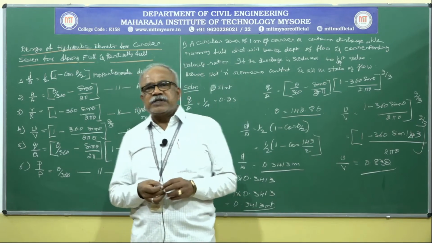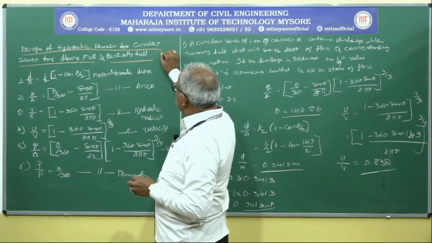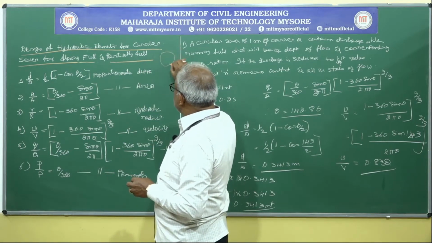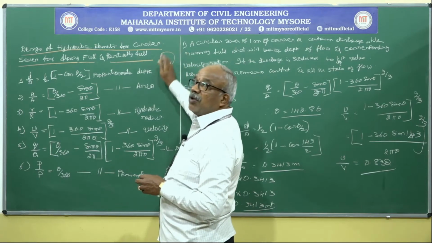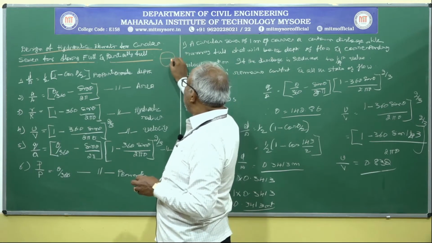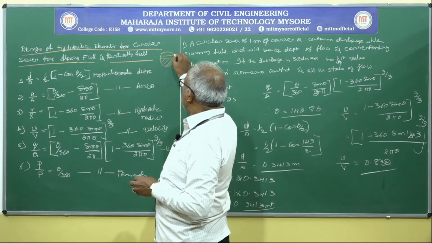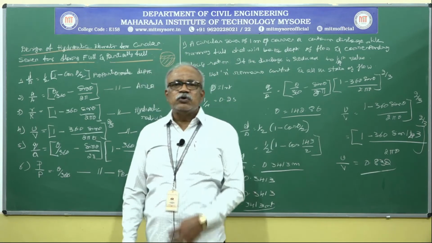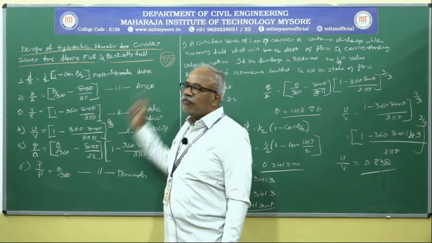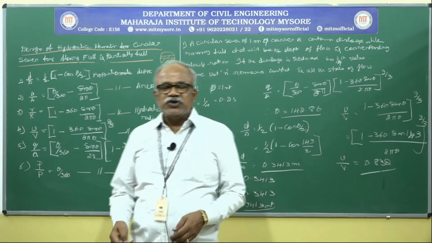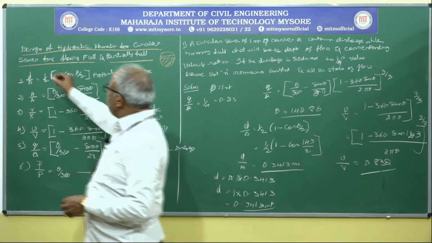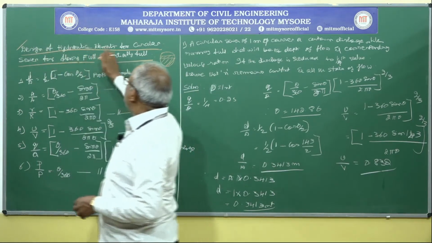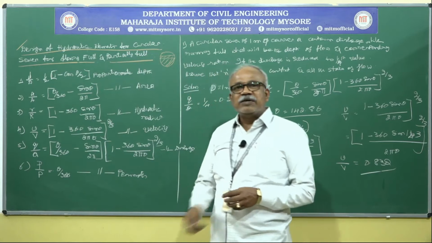So previously we discussed, if you send the wastewater through the conduit or circular pipe, it may be full, or it may be half, or it may be 2/3 portion. So what are all the equations to use for calculating this flow? That is the major intention. So that's why we have this design of hydraulic elements for circular sewers.